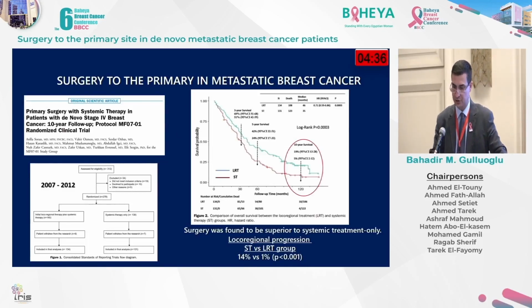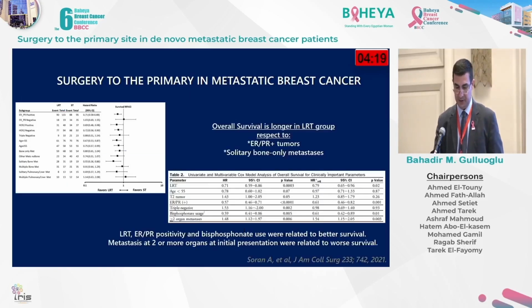Coming to the Turkish trial, for the last 5 minutes, I can tell you that the Turkish trial had the longest follow-up period, with 10 years. And the Turkish trial found that surgery is superior to systemic treatment only, with an absolute difference of 14%. But here, of course, you should look at the subgroups. So in the subgroups, the overall survival benefit is confined to the ER/PR positive tumors and the solitary bone-only metastasis.